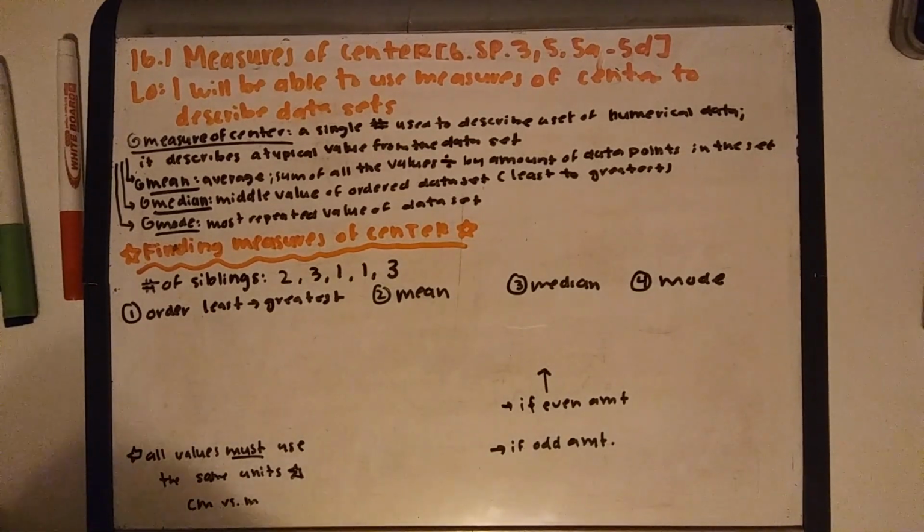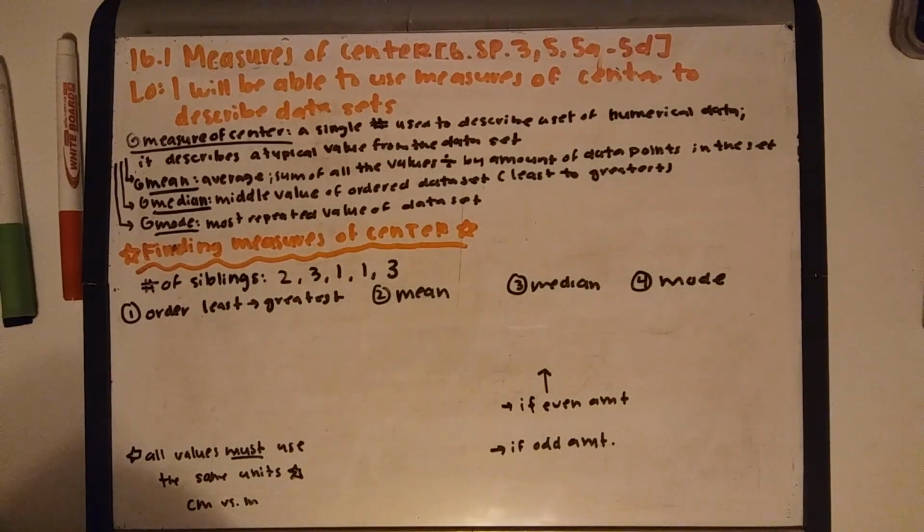So the mean is basically the average. So what you're going to do is add all the numbers together and then divide by how many data points you were given. And median is basically the middle number after you order them from least to greatest. And lastly, mode is the most repeated value of the data set.